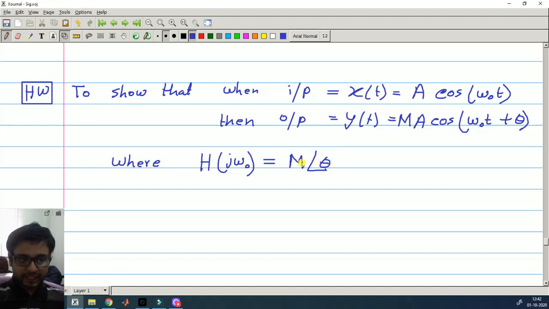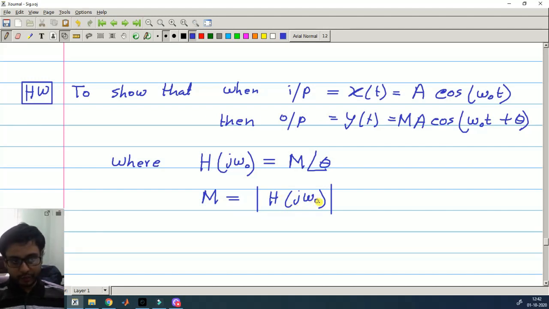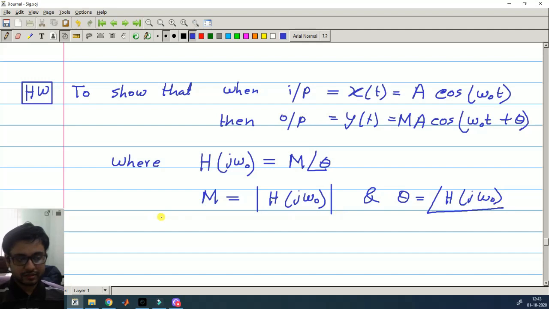That means M is the magnitude of H(j omega naught) and theta is the angle of H(j omega naught). Let me write that also. M is the magnitude of H(j omega naught), the Fourier transform of impulse response at the frequency omega naught, and theta is the angle of H(j omega naught). Okay, prove this, that is your homework.